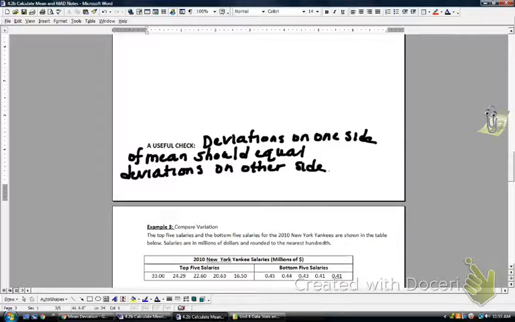All right, and then if you ever want to check your work, this might be a useful check for you. Deviations on one side of the mean should equal deviations on the other side. So if you were to look at that number line that we did in example 1, and add up all of the distances on the left side of 9, that should equal the distances on the right side of 9. So that might be a check. I sometimes think after you get done plugging in all these numbers, the last thing you really want to do is check. But if you ever want to, that is just a good way to check yourself.